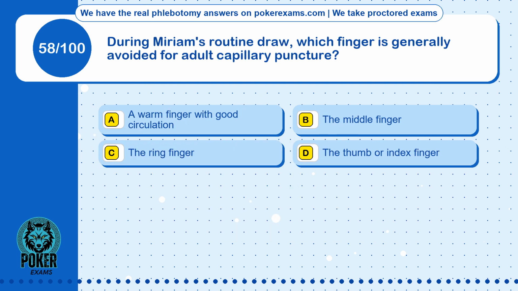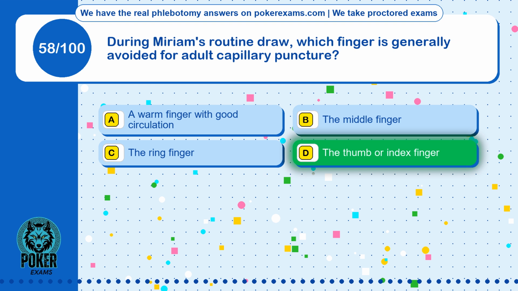Question 58. During Miriam's routine draw, which finger is generally avoided for adult capillary puncture? Option A. A warm finger with good circulation. Option B. The middle finger. Option C. The ring finger. Option D. The thumb or index finger.